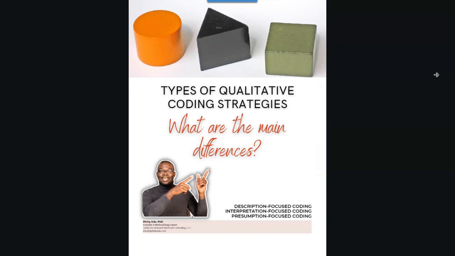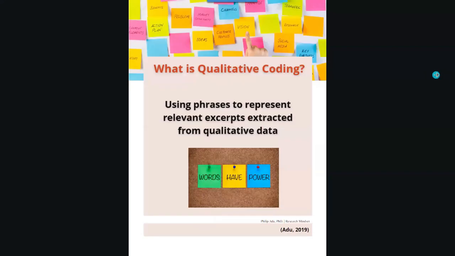I'm going to talk about qualitative coding. Qualitative coding is all about data summary. You are trying to summarize the data, moving from specific information participants have given you into abstract information, so that you can present that information to your audience and address your research question.